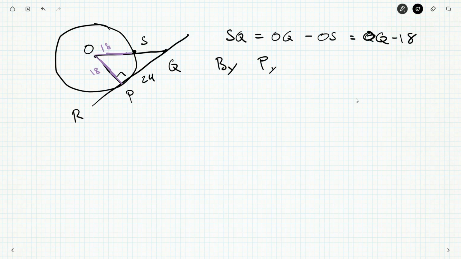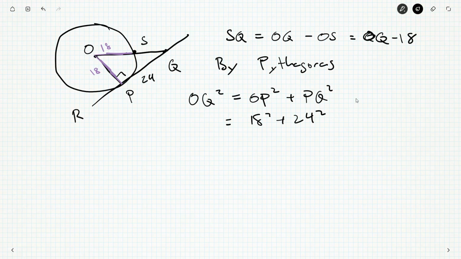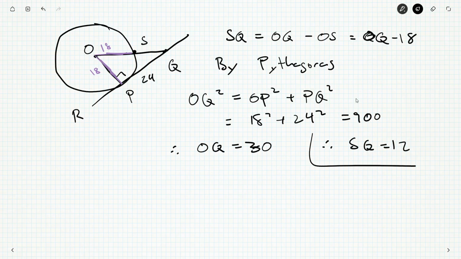But we have a right angle, so by Pythagoras, we know that OQ squared is OP squared plus PQ squared, and that's 18 squared plus 24 squared. That's going to be 324 plus 576, which gives us a total of 900. So OQ is just the square root of that, which is 30, and that tells me that SQ is 30 minus 18, or 12.